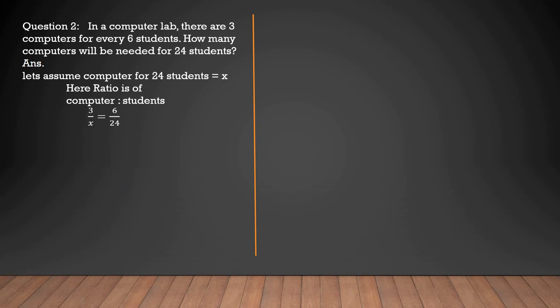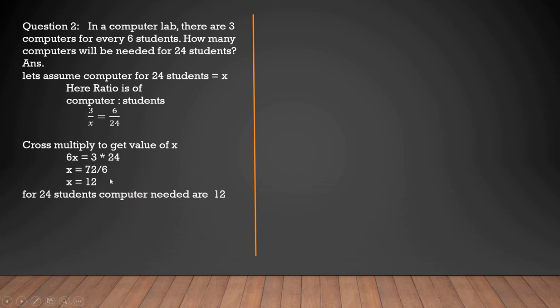For finding out the value of x, you need to do cross multiplication. You will get 6 into x, that is 6x, is equal to 3 into 24. So x is equal to 72 upon 6, that is 12. So you're getting the value of x as 12. For 24 students, computers needed are 12.